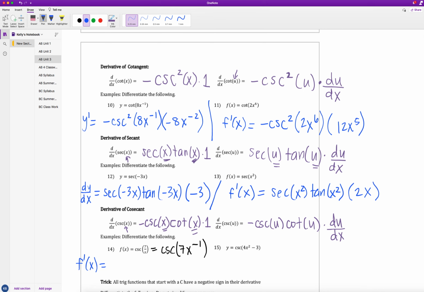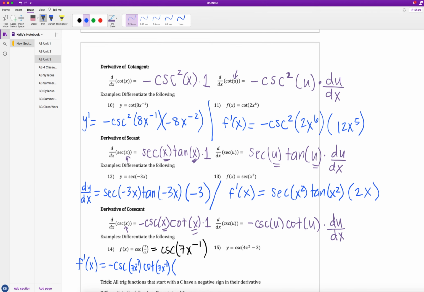I have a composition here. Derivative of cosecant we know is negative cosecant of that thing times cotangent of it. My inside function here is 7x to the negative first. So I get 7x to the negative first as the input for both of those trig functions.